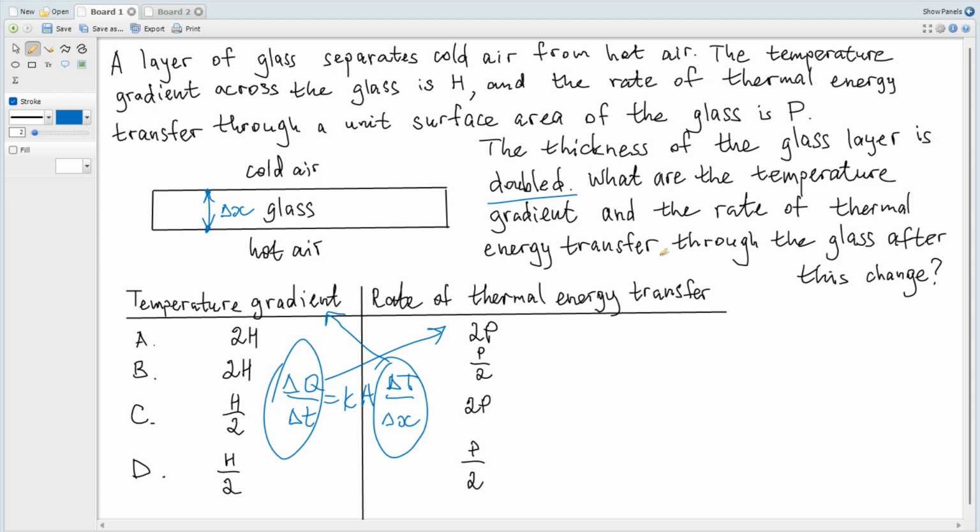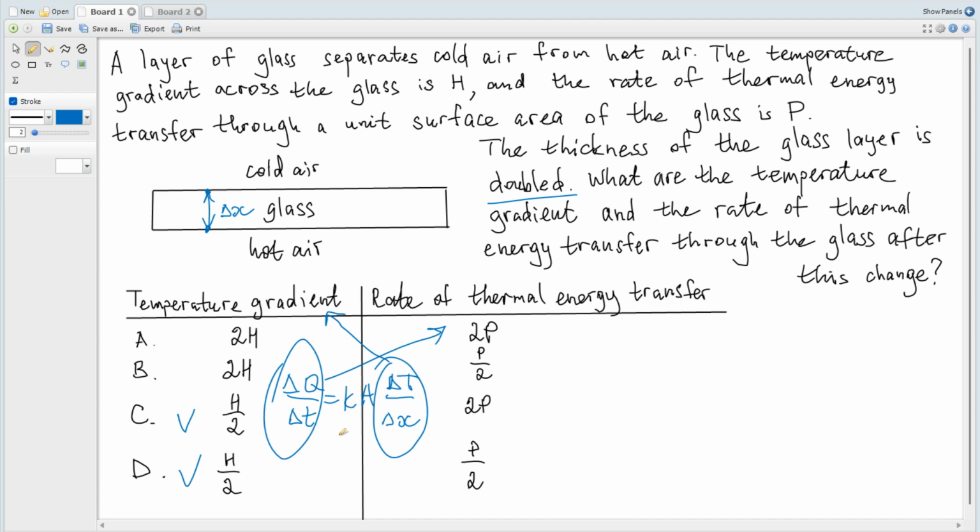And given that delta X increases by a factor of 2, it's the denominator, so this fraction decreases by a factor of 2. Hence delta T over delta X, which is this temperature gradient, decreases by a factor of 2. It becomes H over 2.